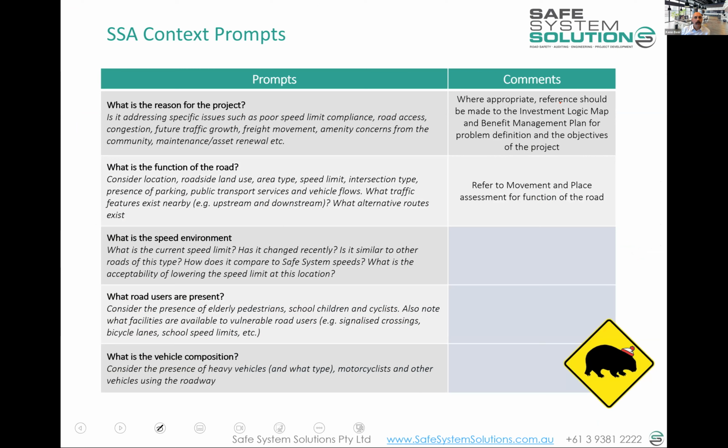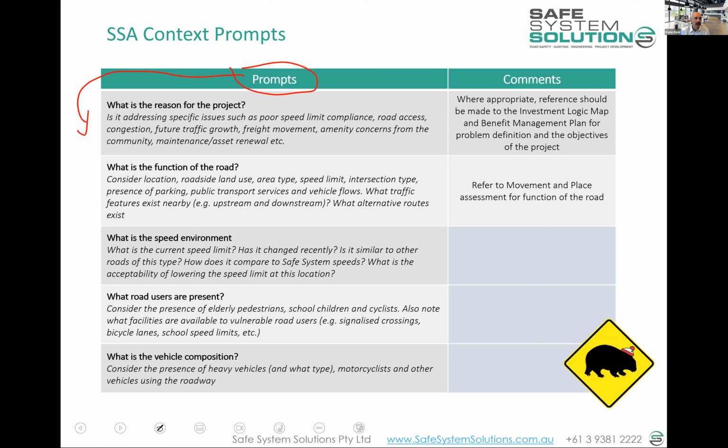The first thing you do as a safe system assessor, when you've been engaged and you've got a team together, is send your client some questions, or organize a workshop where you get in the same room and ask these questions. Austroads actually came out with prompt questions. These are directly out of the Austroads guide, and they're a good starting point. What's the reason for the project? And then there are some additional supplementary questions around that.